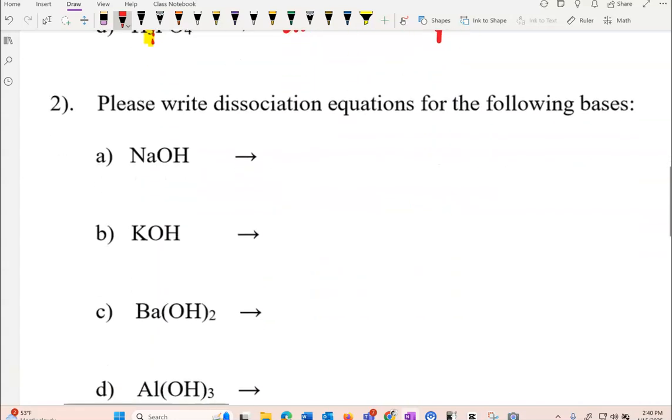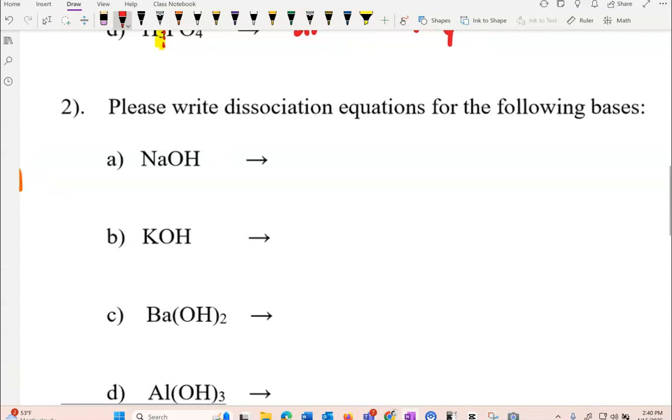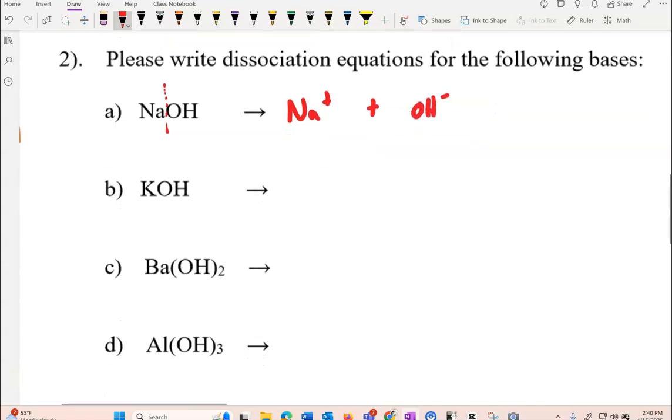And bases are done identically. Whenever we have a base, one of the products always has to be OH minus, otherwise known as hydroxide. So whenever we dissociate one of these, we're going to do it in such a way that one of our products is always hydroxide. So I'm going to dissociate this one right down the middle. And one of our products is always going to be hydroxide.